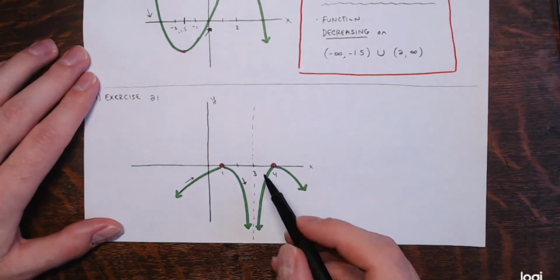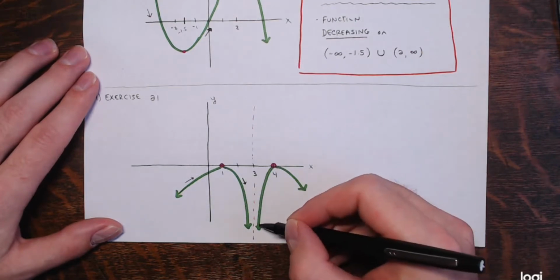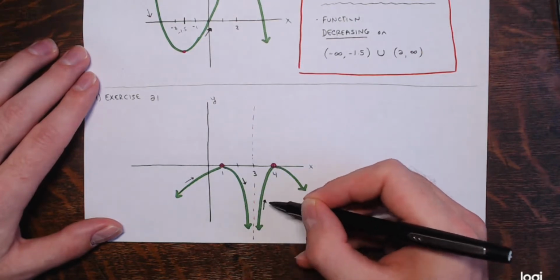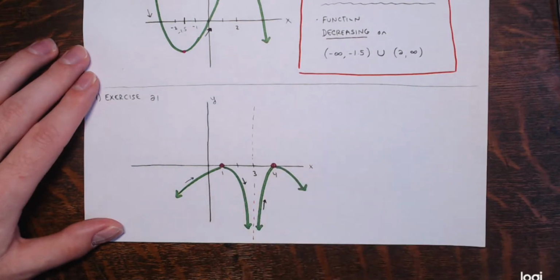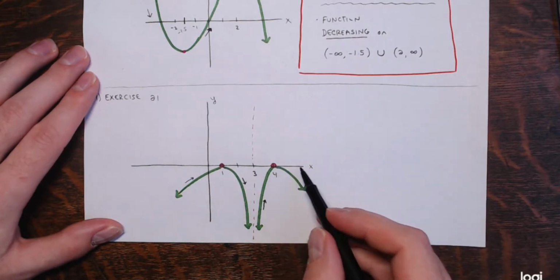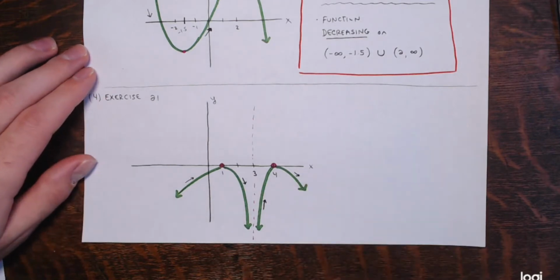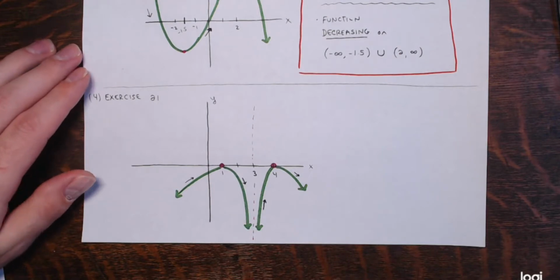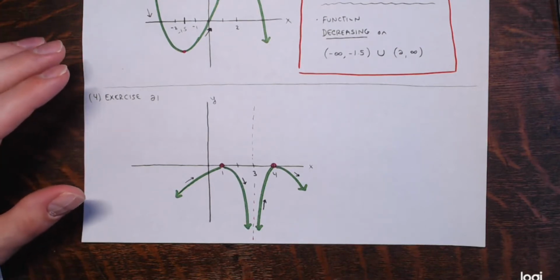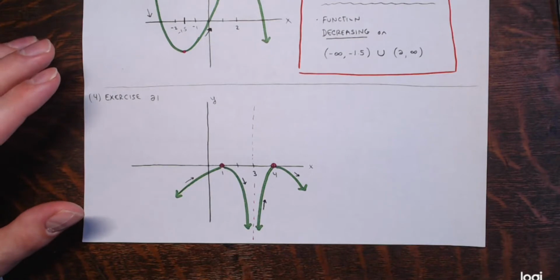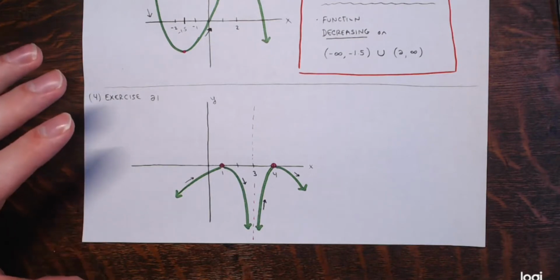Then from 3 to 4, going left to right, the graph is going upward. Right? So the value of the function is increasing. And then from 4 onward, 4 to infinity on the x-axis, the y values are going down. So the function is decreasing. All right, so there are 2 intervals of increase, 2 intervals of decrease with gaps between them. So I'll be using the union symbol for both of these.